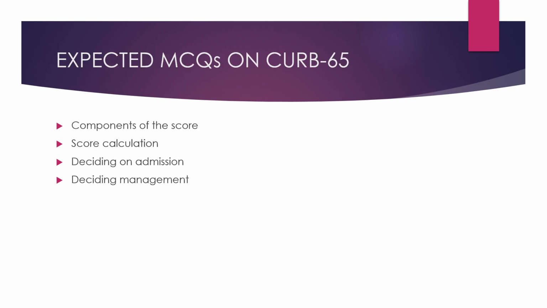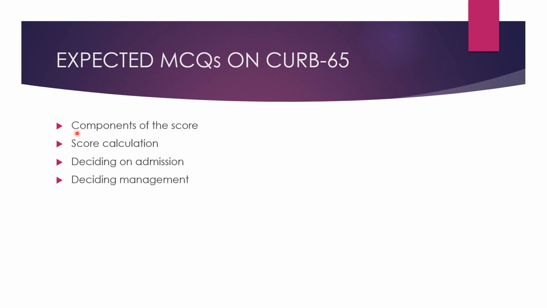Okay. The next one is expected MCQs on CURB 65 scoring. So they will be asking the components of the score. They will be framing a question on pneumonia, and they will be asking which one of the following is a poor prognostic factor, or which one of the following is a component of CURB 65 scoring. So you need to know the exact values, like the respiratory rate or the blood pressure values. You need to be thorough with the components of the CURB 65 score.